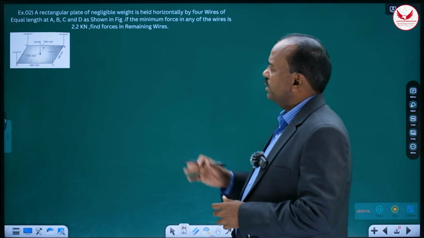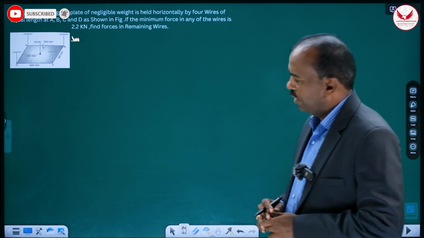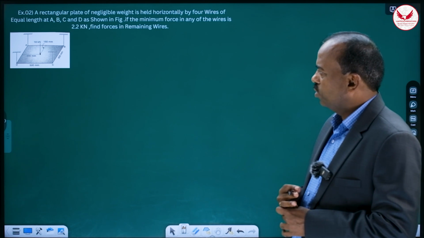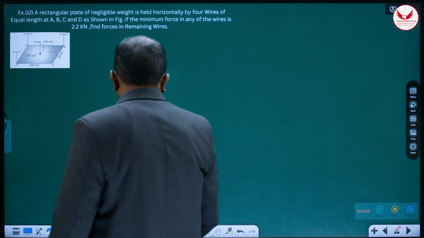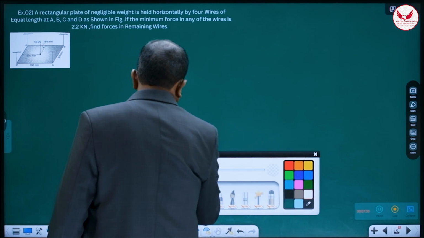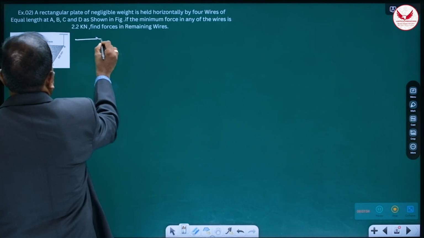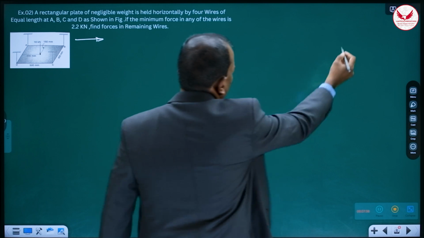Actually, in this problem, what is there? So, there are going to be 4 cables or 4 wires. Out of that, 1 is given, means 3 unknowns are there. Those we have to calculate. Again, as I told, very first step over here is what? Drawing the free body diagram. And this free body diagram, how it will be?